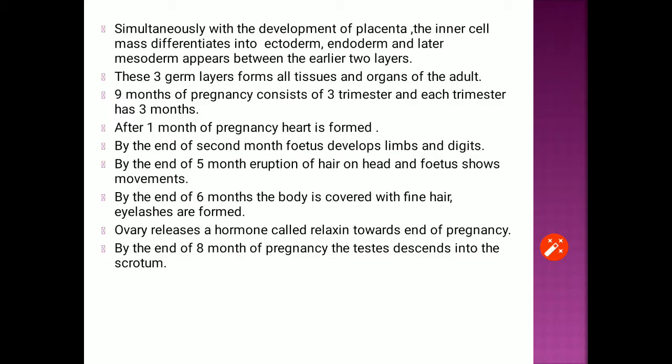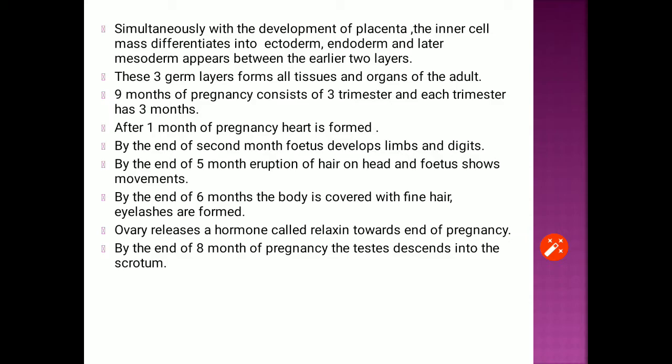After 1 month of pregnancy, the heart is formed. By the end of the 2nd month, the fetus develops limbs and digits. Digits are the toes and fingers. By the end of 5 months, hair erupts on the head and the fetus shows movements. By the end of the 6th month, the body of the fetus gets covered with fine hair.